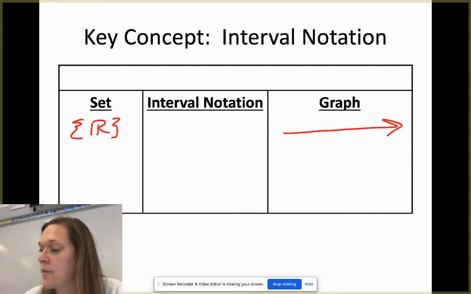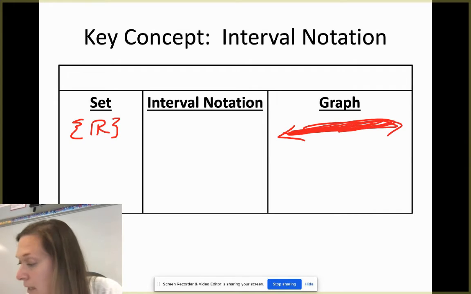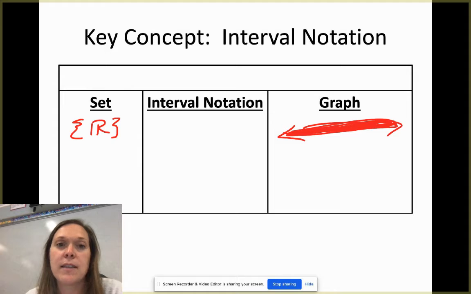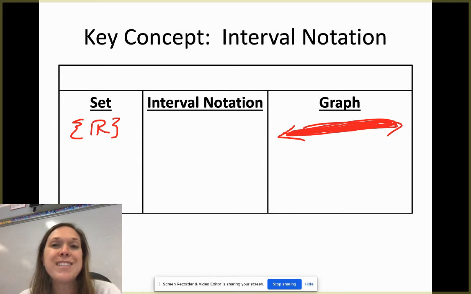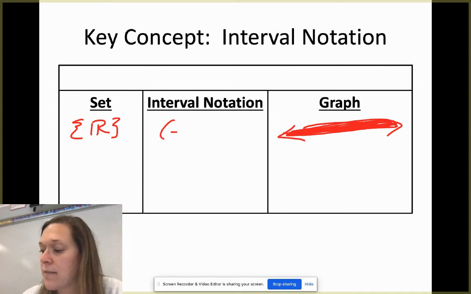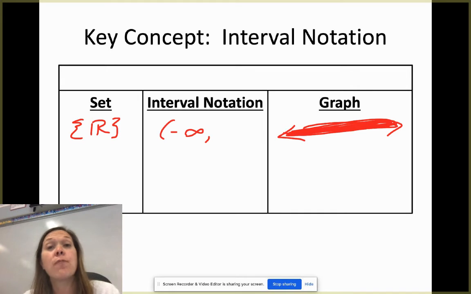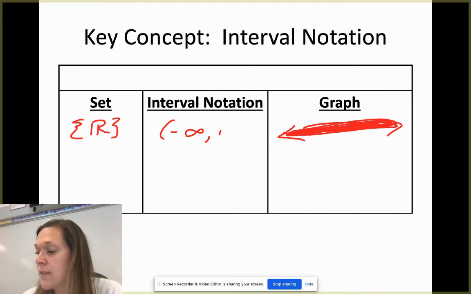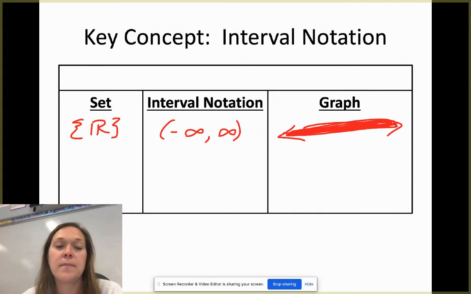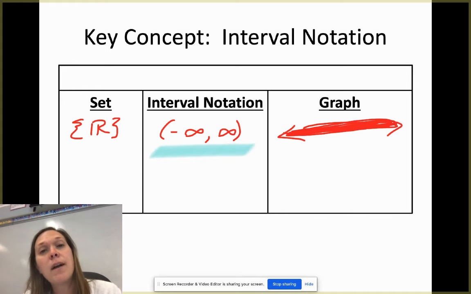What does that graph look like? Well, it's just the whole entire number line, right? So that's kind of silly to graph it. So the most left bound on that graph is negative infinity. The most right bound on that graph is positive infinity. So my interval notation for all real numbers is all numbers between negative infinity and positive infinity.